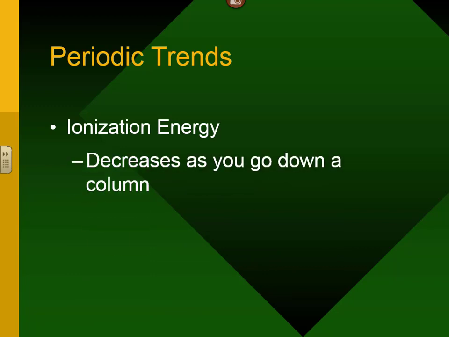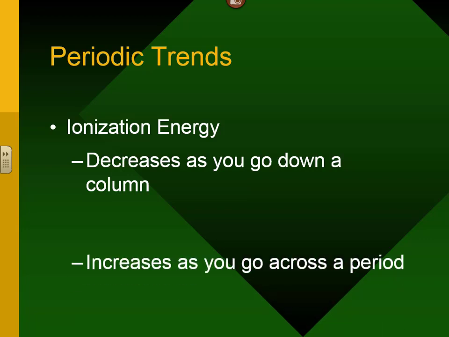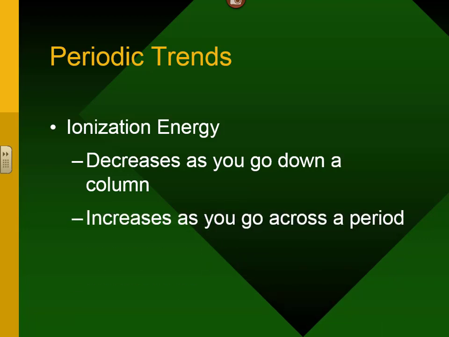How does this trend work when you're talking about looking at the periodic table? Ionization energy decreases as you go down the column. As you move down the periodic table from top to bottom, it takes less energy to remove the first electron. As you move from left to right across a period, ionization energy increases. It gets harder to remove electrons as you go from left to right.